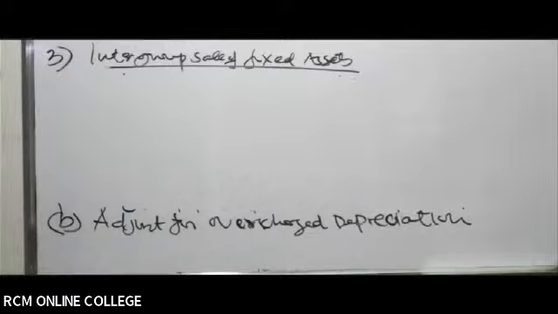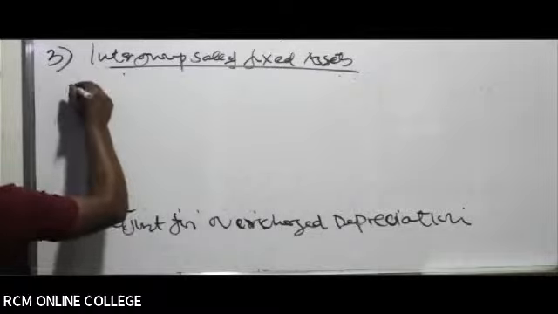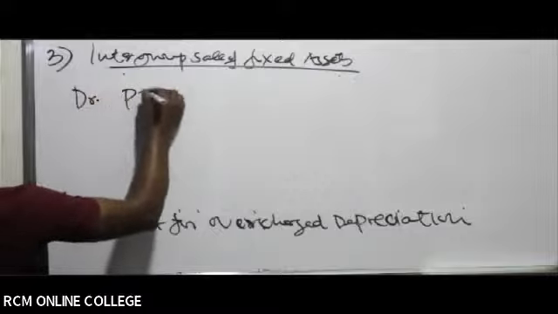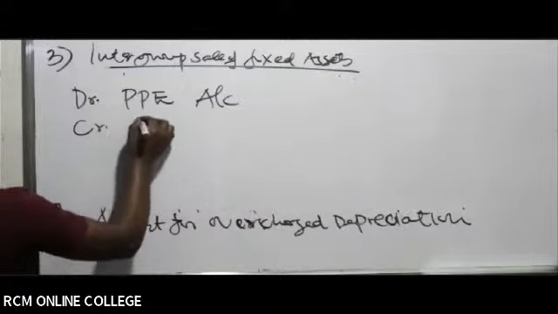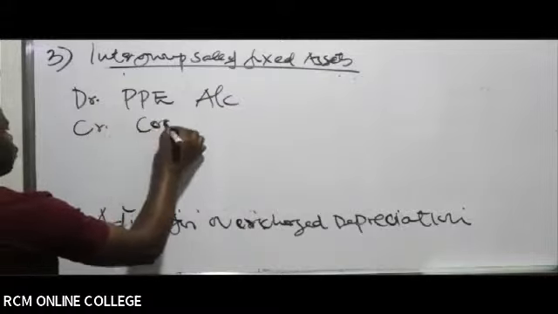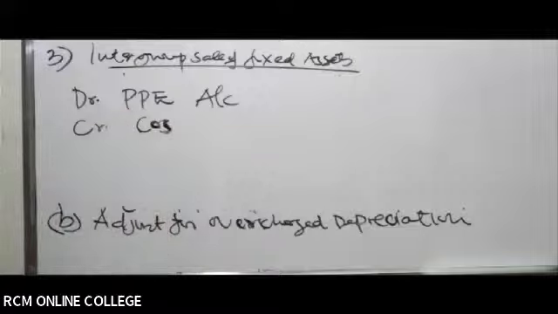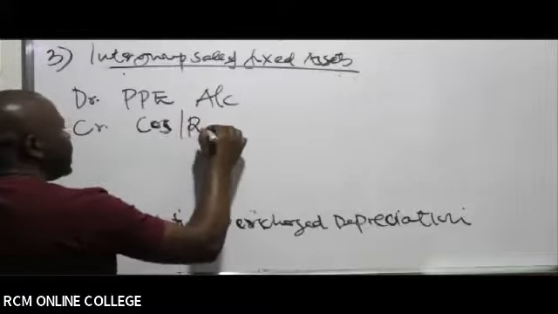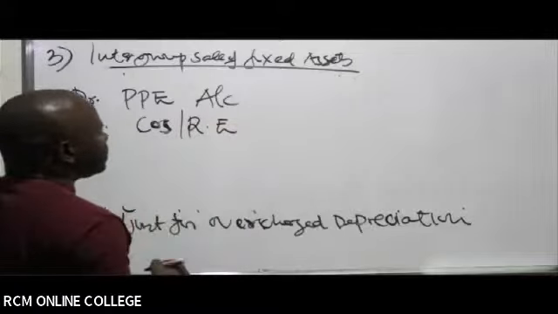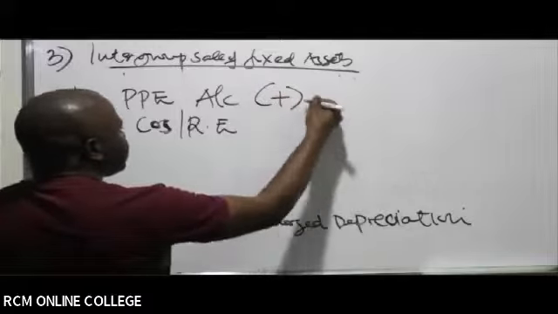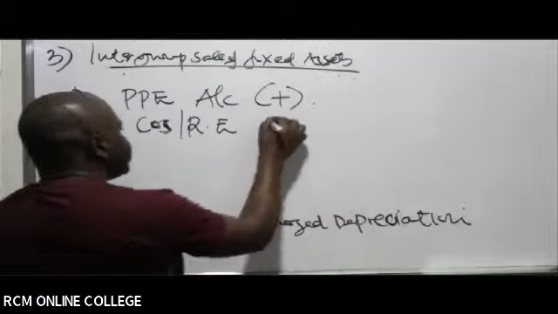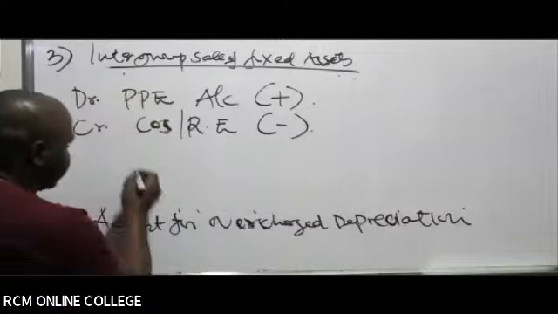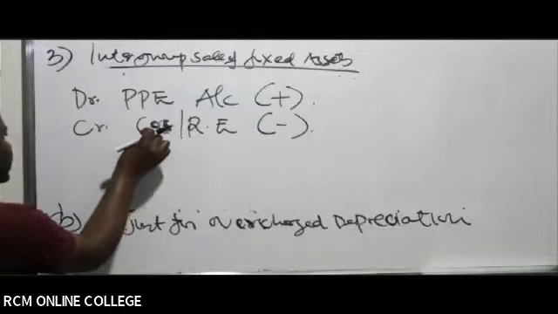What you'll do is correct the amount in the PPE account. You will debit the PPE account, and you credit the cost of sales or the retained earnings. This means you'll be adding to the PPE, property, plant, and equipment. If you are crediting the cost of sales, you are reducing it. You had overcharged, which means it was inside cost of sales as an expense.